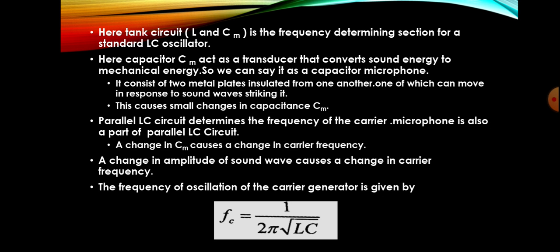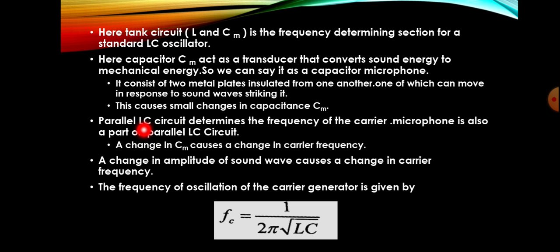Here the tank circuit L and Cm is the frequency determining section for the standard LC oscillator. The capacitor Cm acts as a transducer. A transducer converts energy from one form to another. Here the transducer converts sound energy to mechanical energy, so we can call it a capacitor microphone. Basically it consists of two metal plates insulated from one another, one of which can move in response to sound waves striking it. This causes small changes in the capacitance Cm, and the parallel LC circuit in the oscillator portion determines the frequency of the carrier.